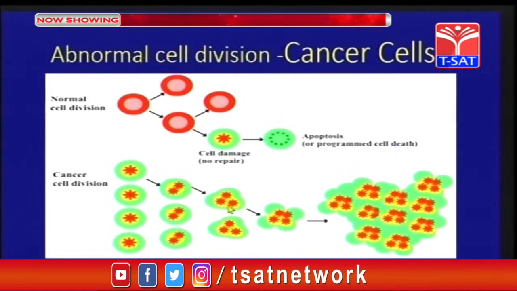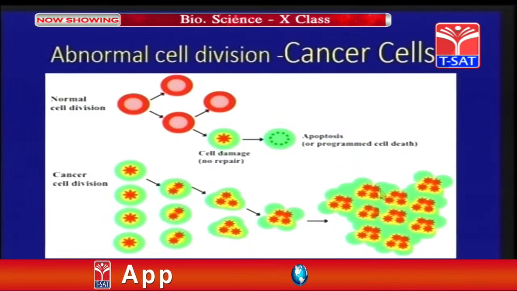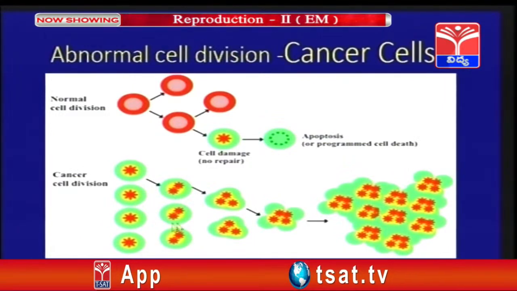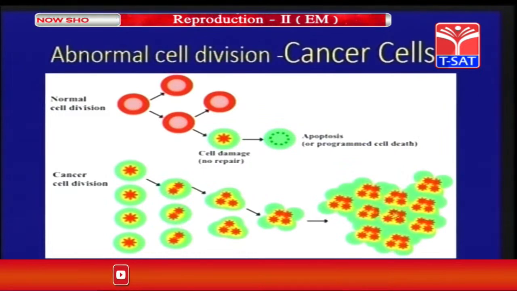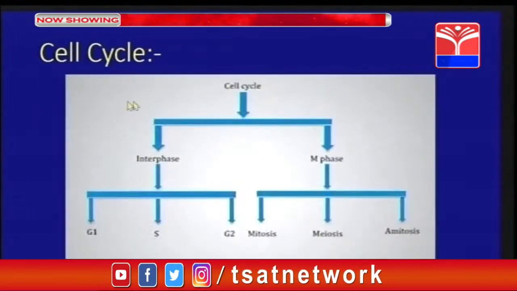As a result, the organism undergoing this abnormal cell division will develop tumors, and this will eventually lead to the death of the host.